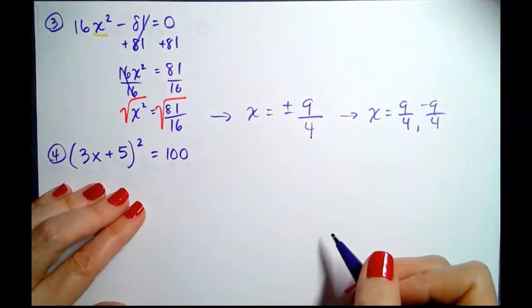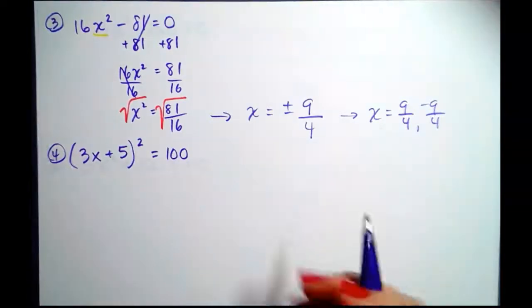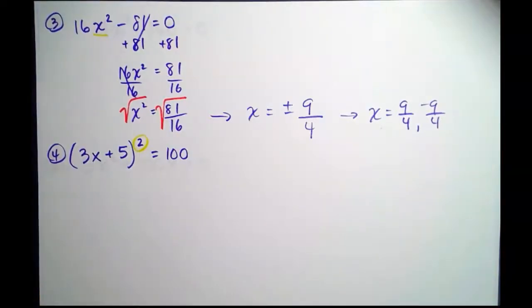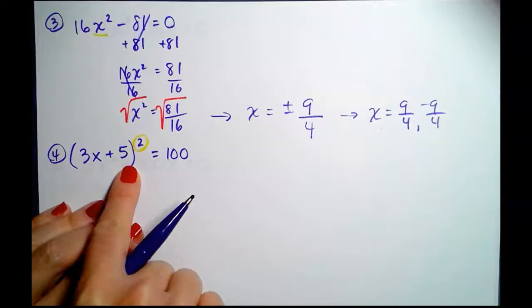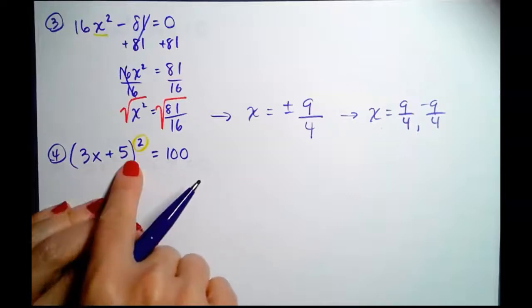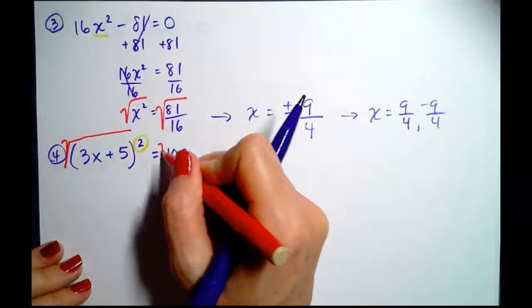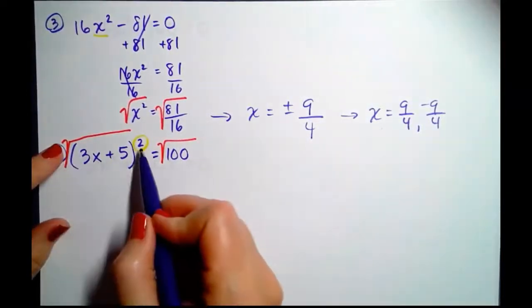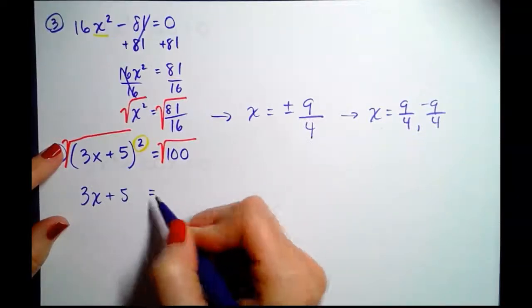So number 4, another problem to use the square root property. Why? Because the perfect square is already isolated. Remember, this quantity 3x plus 5 is being squared. So this is a perfect square. So we can go to step 2, which is to take the square root of both sides. Remember that the square root will undo that square, bringing 3x plus 5 out.